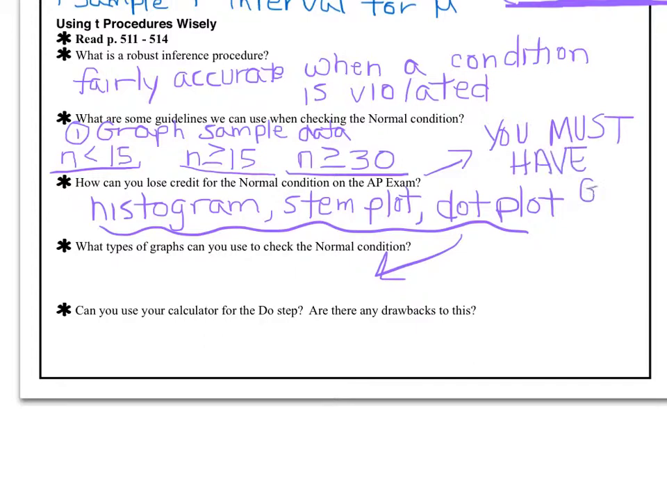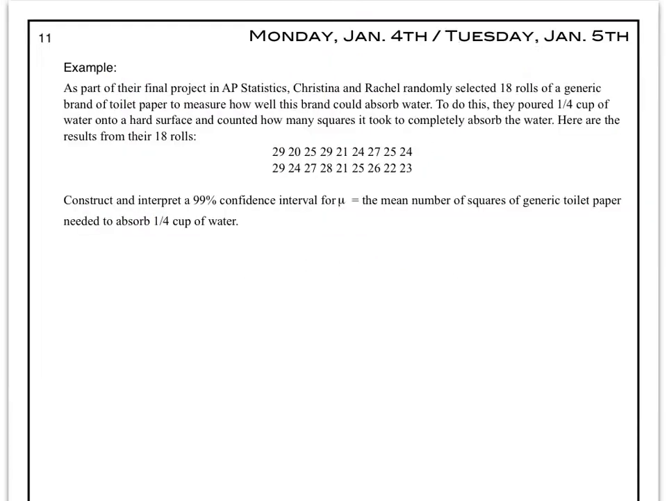And remember that this is only for means, because for proportions we use a Z interval, and so we have to use n times p and n times 1 minus p. And yes, you can use a calculator in a do step. Just make sure that you show all your work and be careful of how you punch things in.